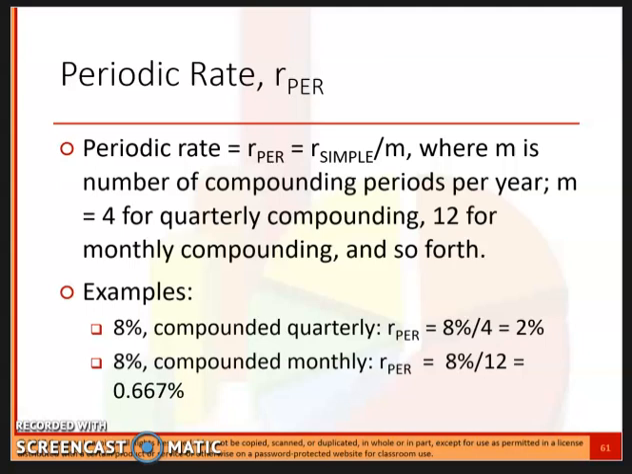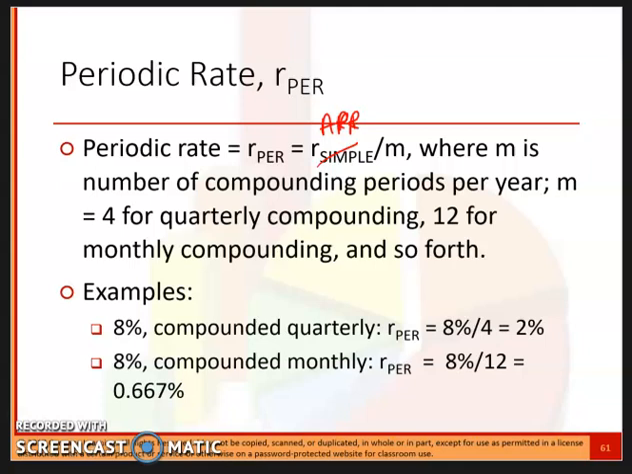Okay, so periodic rate or rate per period is the APR divided by the number of compounding periods. So if it's monthly, it's divided by 12. If it's semi-annual, it's divided by 2. Quarterly is 4. Daily is 365.